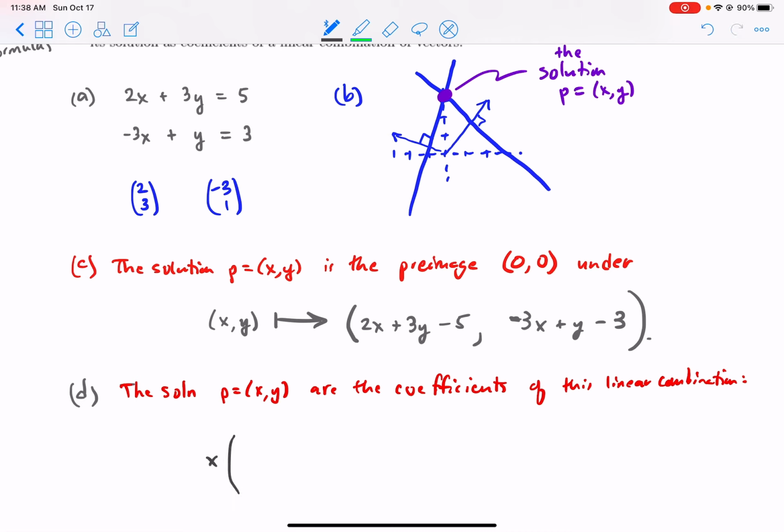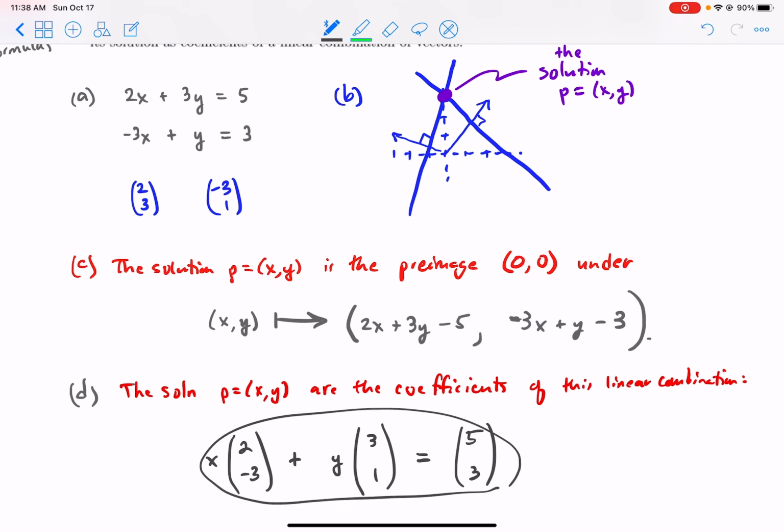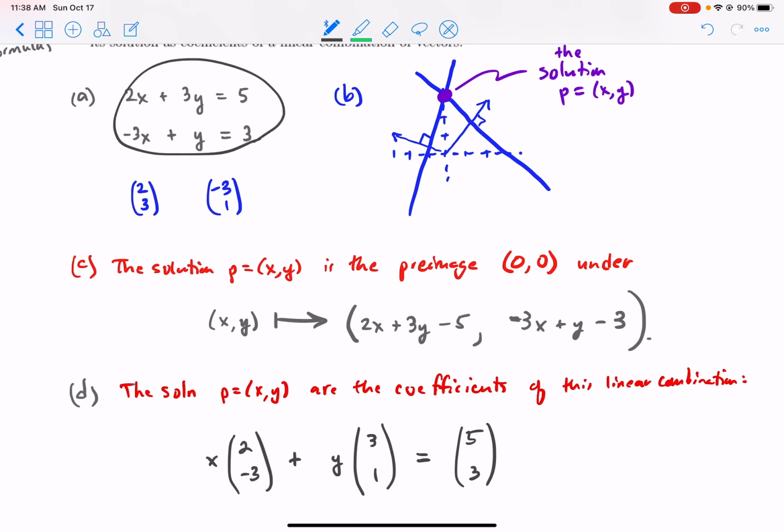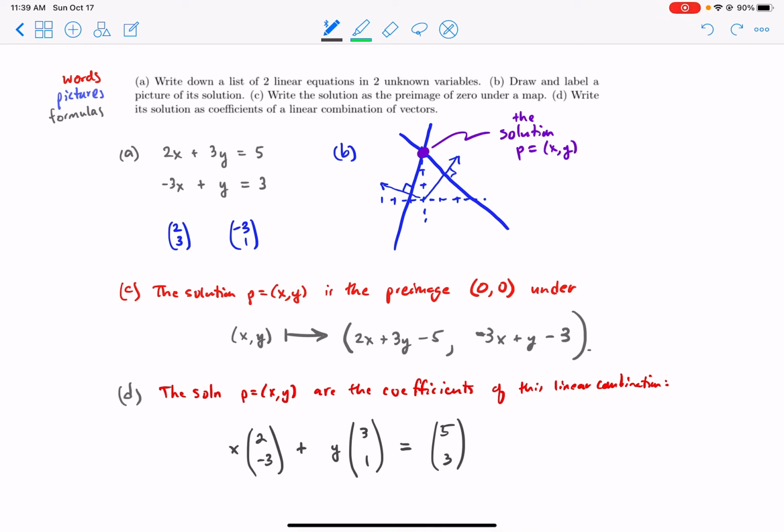So x times the vector 2, oh, that's a bad 2. 2, -3, plus y times the vector 3, 1 equals the vector 5, 3. Okay, so this is a vector equation. It's an equation among vectors. And the solution of this system of equations is equivalent to finding the coefficients that make this linear combination true. So we see now 3 different formulas and a picture for a linear system. All of this generalizes to 3 dimensions, 4 dimensions, 5 dimensions in exactly the same way.